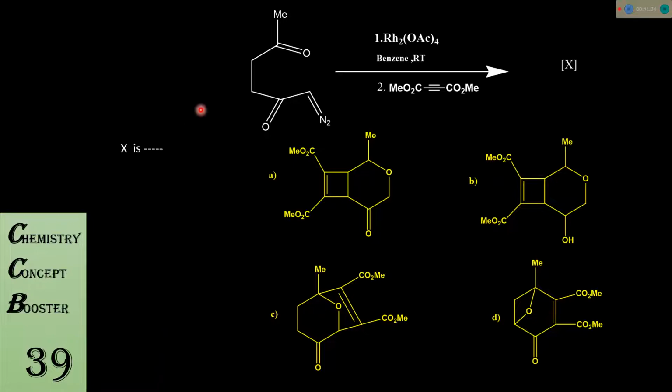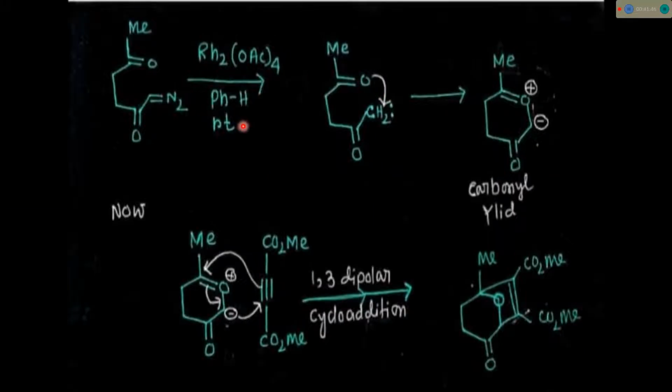So this is the diazocarbonyl compound we all know, and we all know that a diazocarbonyl compound in the presence of a metal like copper acetate or rhodium acetate will form a carbene. Let's see the simple question. Rhodium acetate in benzene solvent, or you can use copper acetate also, will form a carbene after releasing nitrogen, a good leaving group.